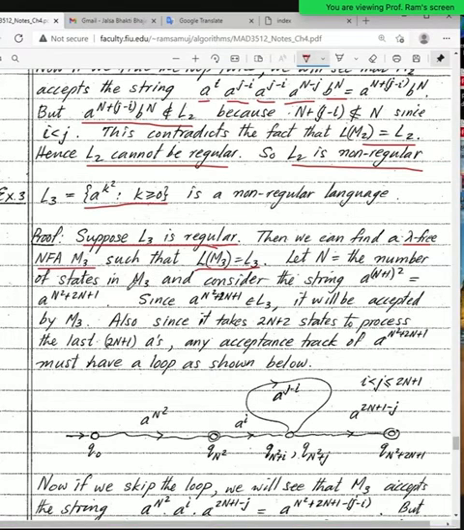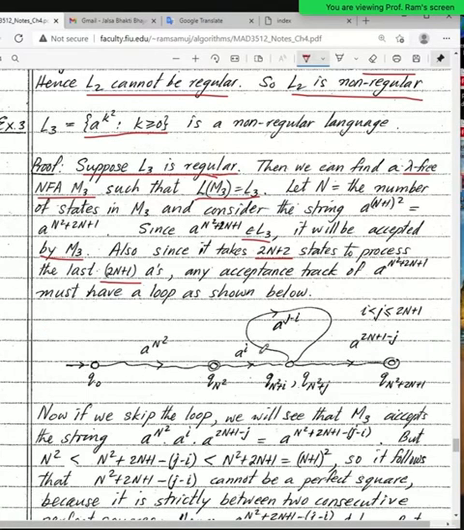But now, I have to consider a different string. Consider the string a to the (n plus 1) squared, which is a to the n squared plus 2n plus 1. This is a member of L3. It will be accepted by M3. Also, since it takes 2n plus 2 states to process this last 2n plus 1, any accepting track of this must have a loop as shown below. So where do I have my loop? I first take this part here, n squared, that's this here, right? And then I have 2n plus 1. So this is bigger than n plus 1, and so I must have a loop between here and here.